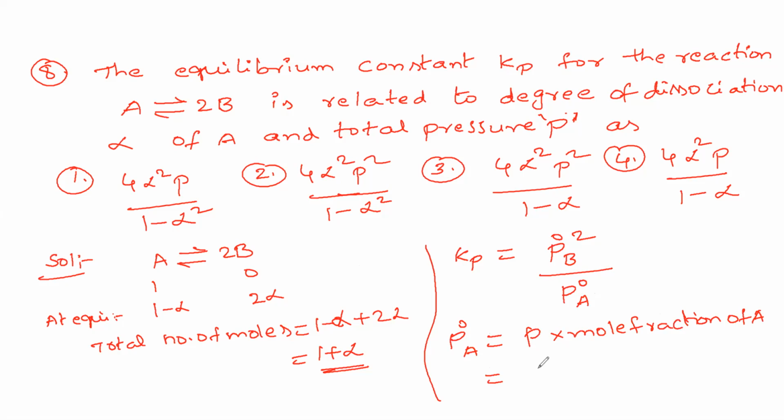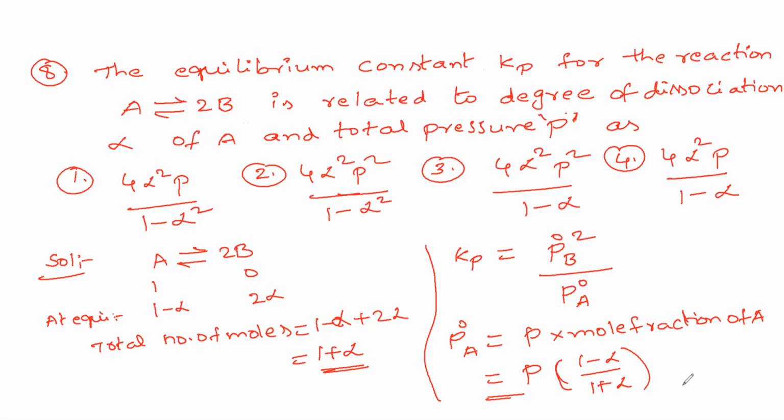Total pressure is P, into the mole fraction of A, which is nothing but 1 minus alpha by 1 plus alpha. So P into 1 minus alpha by 1 plus alpha. This is the partial pressure of A. Next, continuation here in the other page we are doing.